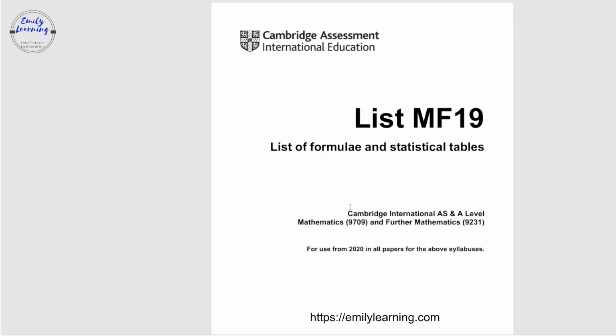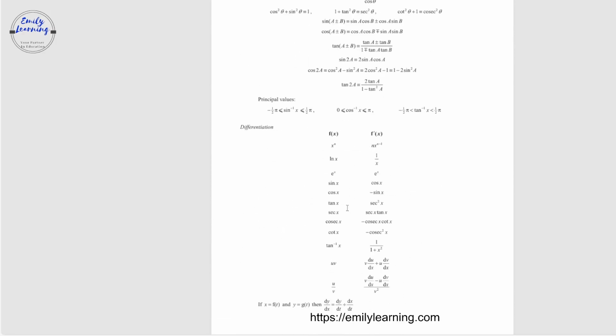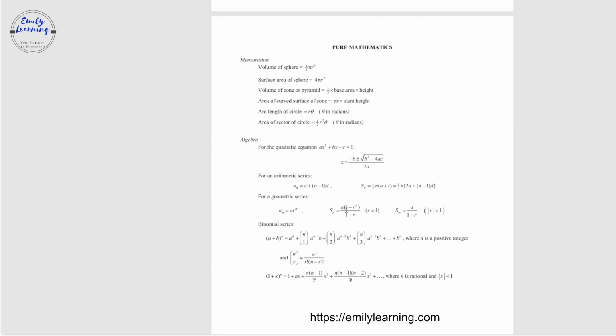So take note, because the power here of this binomial is half, which is not a positive integer. Therefore, when we refer to list MF19, we'll be using this formula here. Remember, for the first binomial expansion formula, it only applies if n, which is your power, is a positive integer. Because n is a fraction, we'll be using this one.